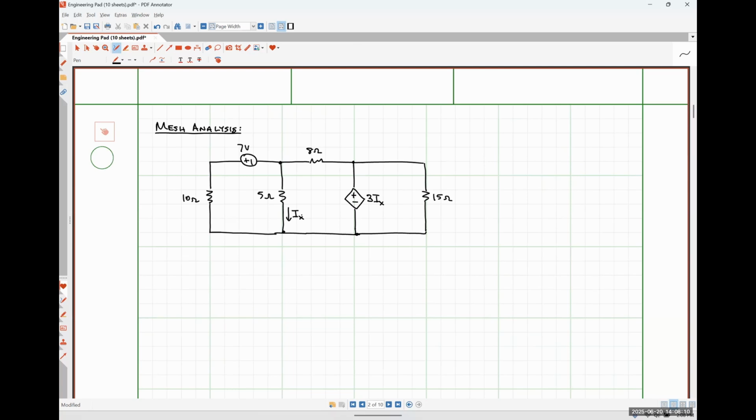Okay. So our first step when employing mesh analysis is going to be to identify our mesh currents or identify our meshes. And then our second step is going to be to assign our mesh current. So I'm going to kind of roll this all into one step.